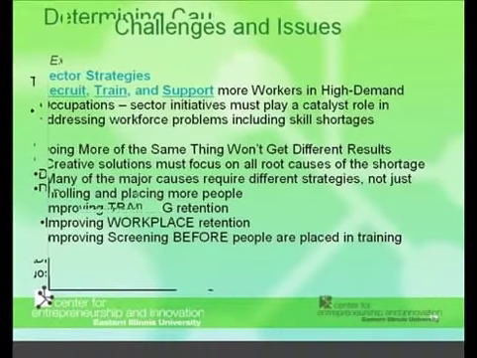Oftentimes also, we need to look at how people can better stay in training through either mentoring, support services, transportation issues, or financial aid to allow people to successfully complete their training.